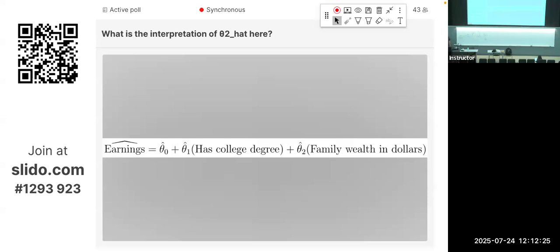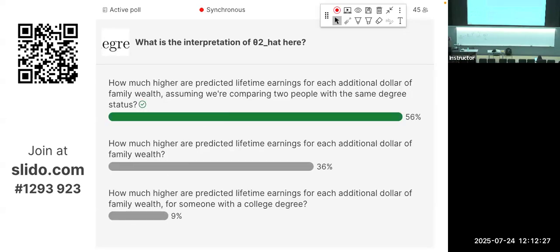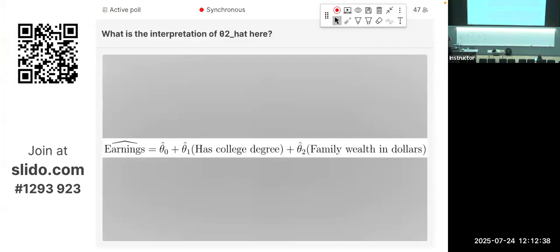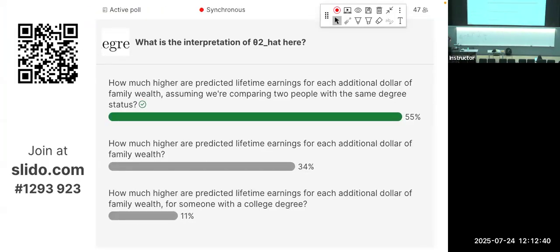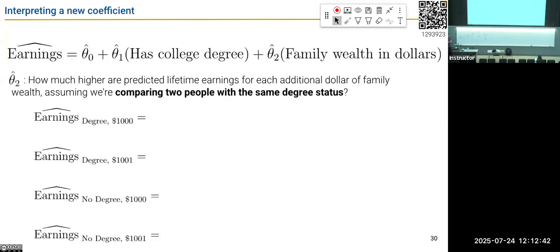Okay, seems like the number has stabilized. What do you think? Okay, the majority selected the correct answer. So let me explain the answer. I'm going to sit down so I can use my iPad to write. We're going to do some calculations here. We're going to calculate the earnings of 4 people.